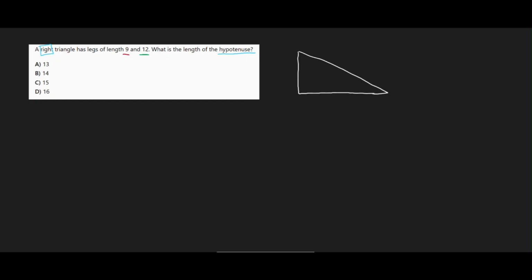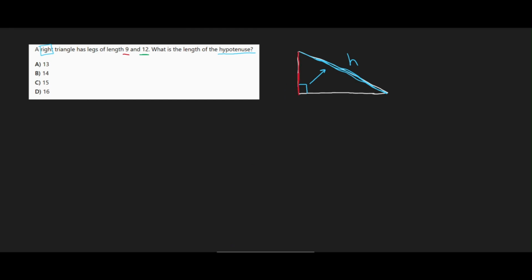If this is my right angle right over here, and we are given this right triangle, we're going to fill this in and solve for the hypotenuse. The hypotenuse is opposite the 90-degree angle, so it's going to be this part that I'm shading in blue. This part is the hypotenuse, which we will call h for this video. And we are told that it has legs of length 9 and 12.